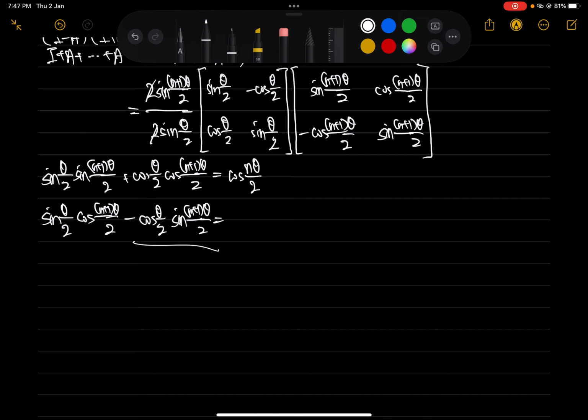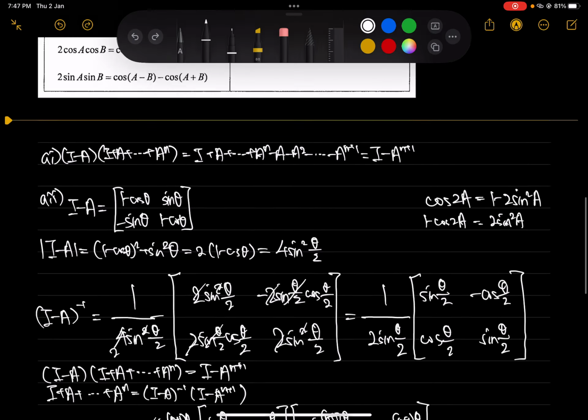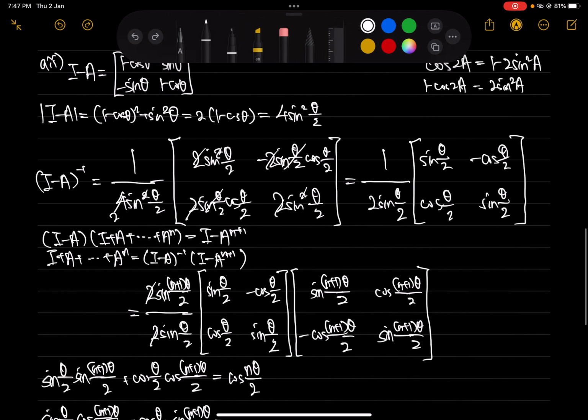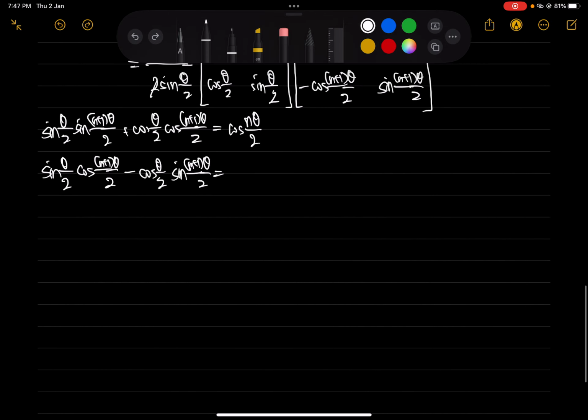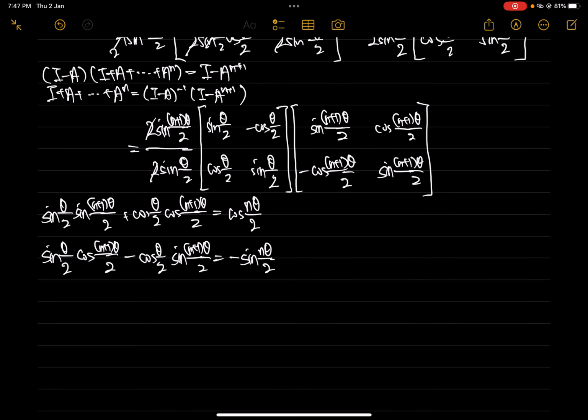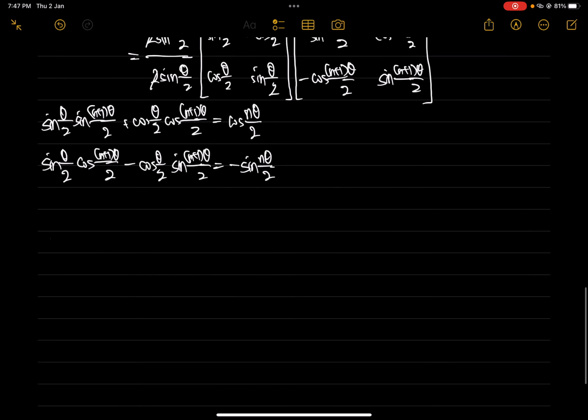And then here we have again sine (n+2)θ/2, but then minus another sine nθ/2. So we have negative sine nθ/2 here because we don't have the 2 times. Okay, so 2 times and then 1 over 2, we get that. So now we have our final answer.